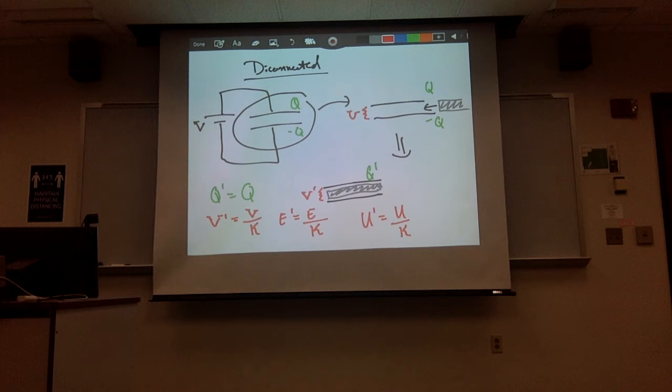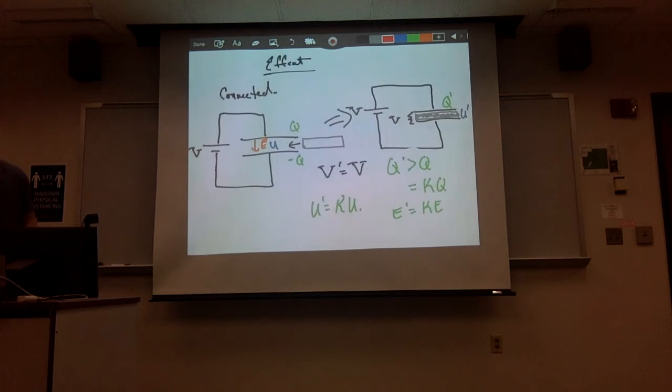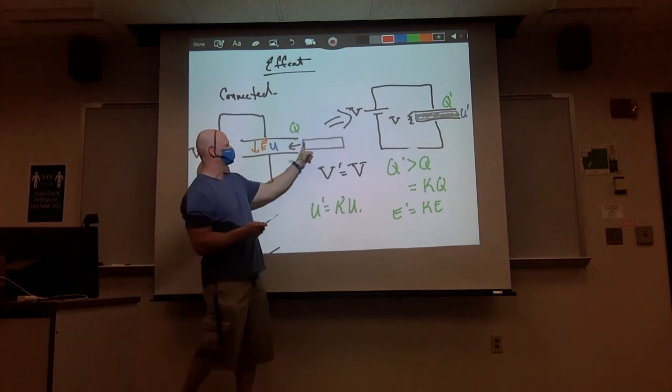Okay. So when I go to insert the dielectric, what happens in this case? The capacitor itself will actually do the work to pull it in. So I'm losing energy due to the fact that I have to pull in that dielectric. That makes sense?